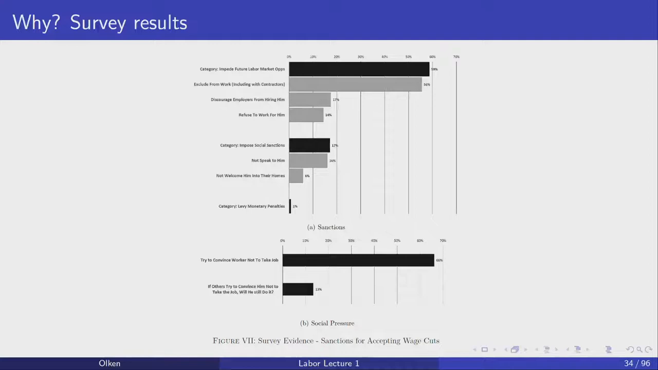There are various things you would do to a worker who took one of these jobs. You would try to convince them not to, you would impose social sanctions, et cetera, et cetera. You would try to exclude them from other labor market opportunities, et cetera.